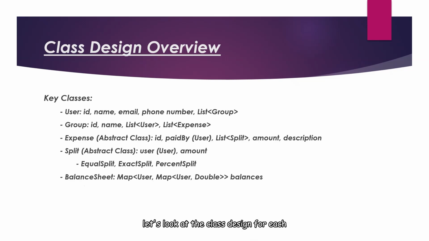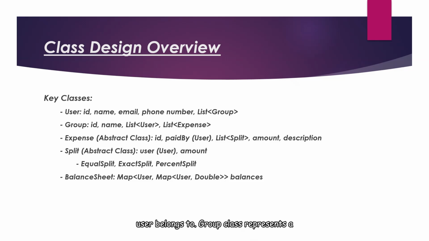Next, let's look at the class design for each of these entities. In a good object-oriented design, classes should have clear responsibilities and the relationships should reflect the problem we are solving. Here's how we would structure the classes. User class contains attributes like ID, name, and email. It has a list of groups the user belongs to.